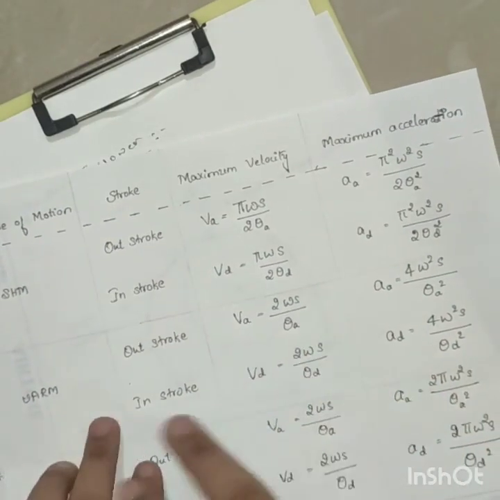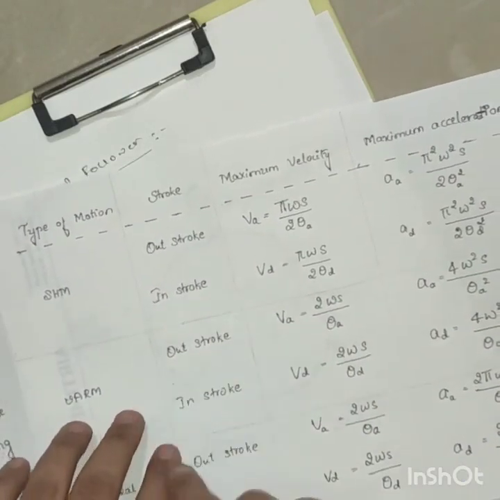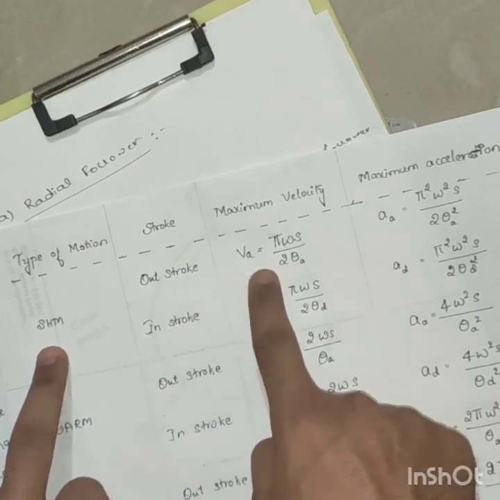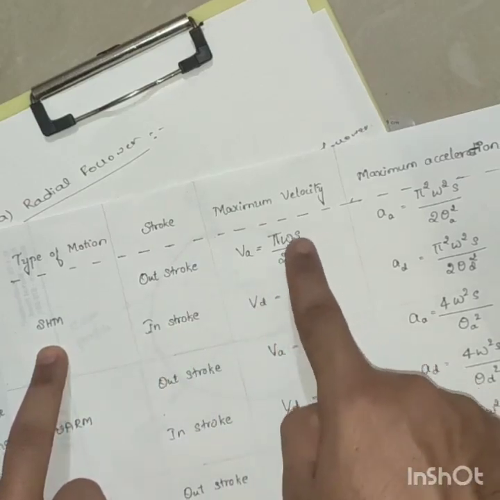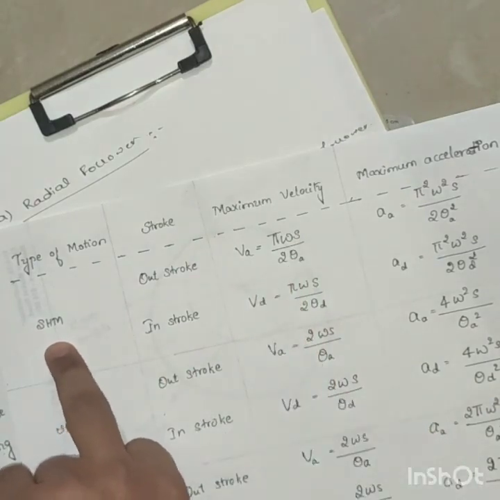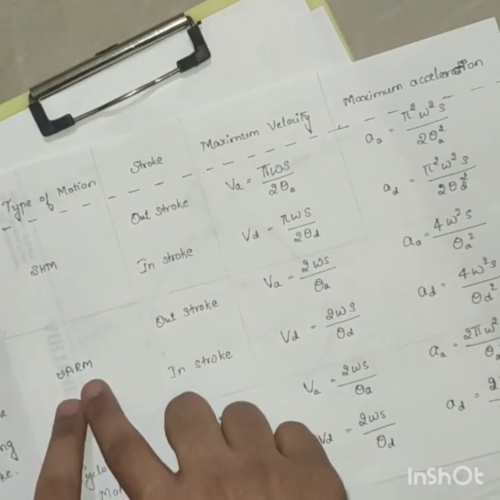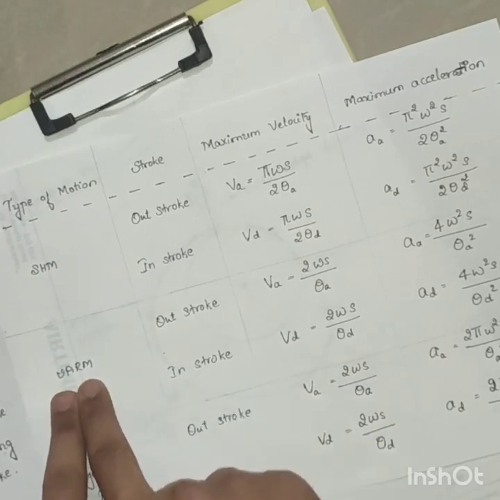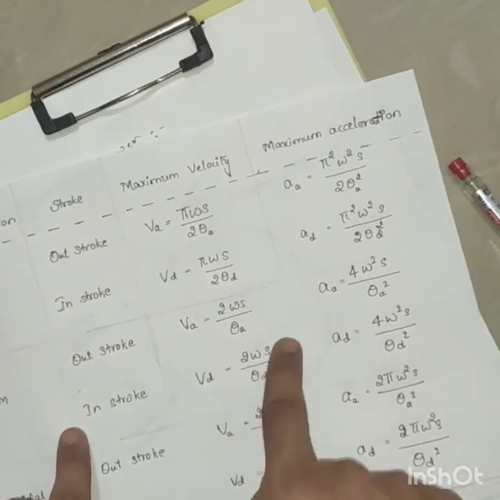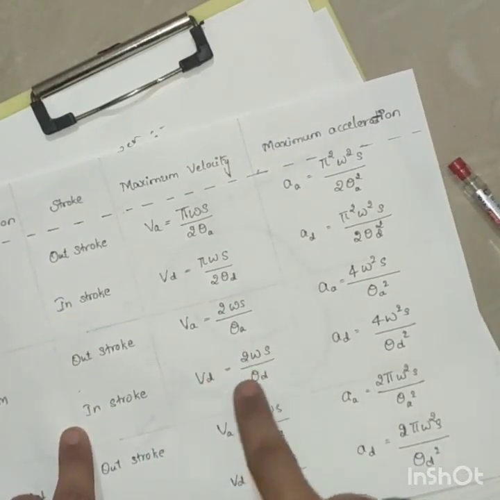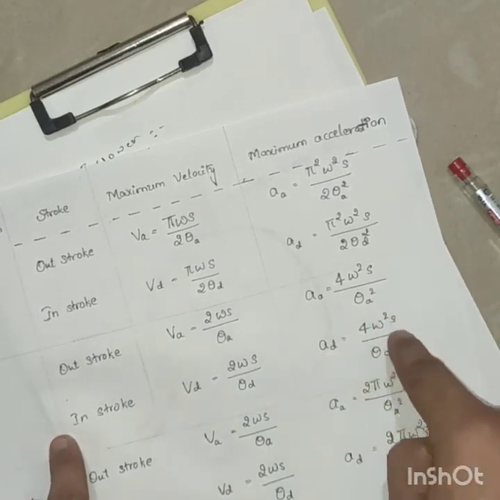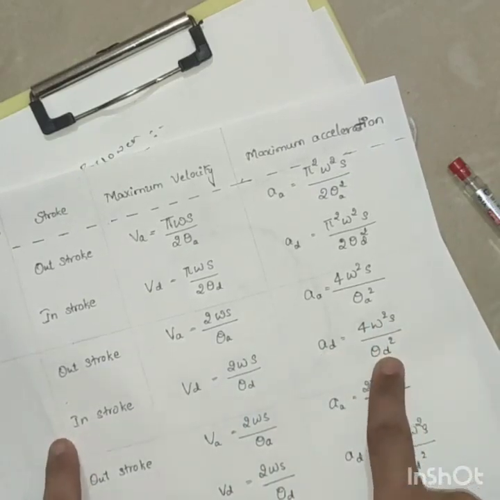Now we have to make use of two sets of formulas, because we have two types of motion. During outstroke it is SHM, so we use this formula, V_A equal to pi omega S by 2 theta_A, where omega is equal to 2 pi N by 60. Next, during return stroke we have uniform acceleration and retardation motion, and we have to use these two formulas. For velocity, 2 omega S by theta_D, and acceleration alpha_D is equal to 4 omega square S by theta_D square. Okay.